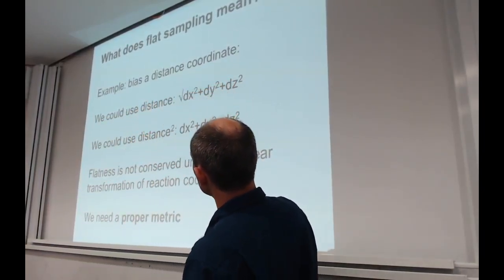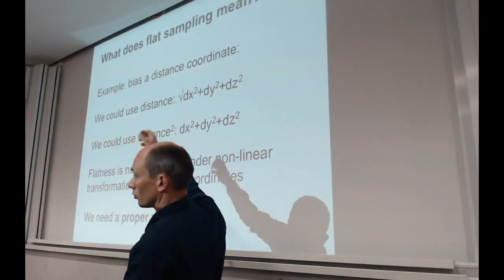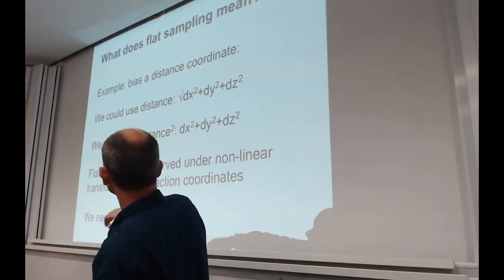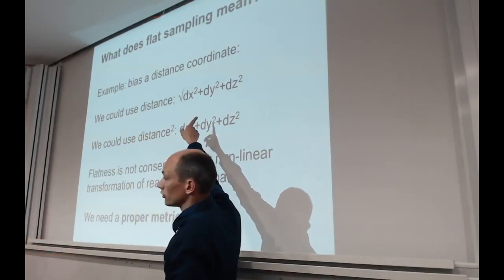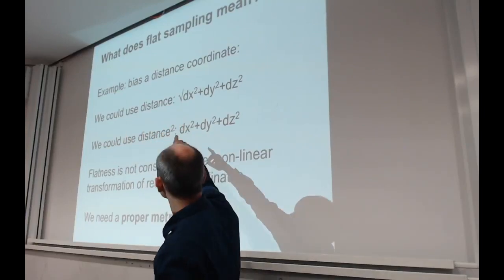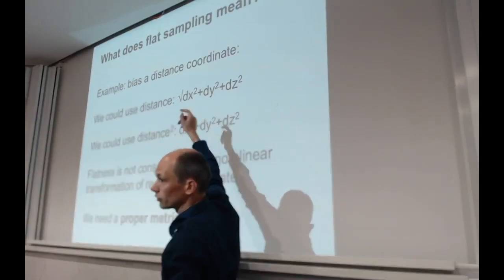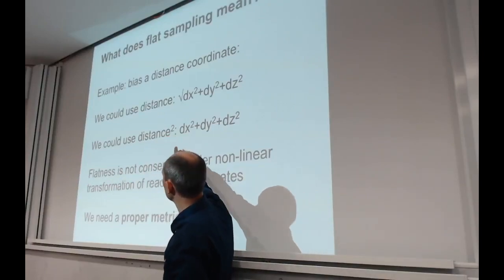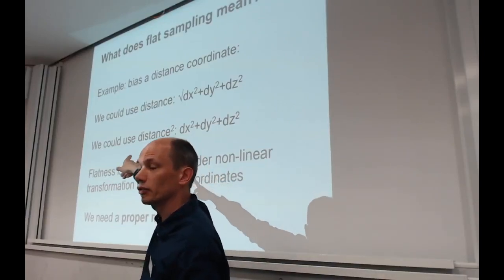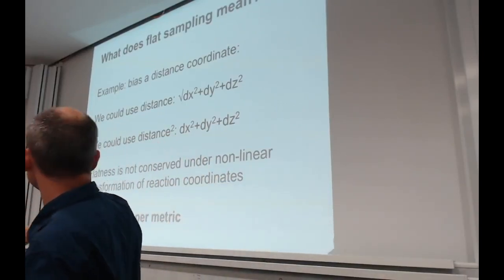So for instance, imagine you want to bias along a distance reaction coordinate. Then I can say, I use the distance as my reaction coordinate. So that's the square root of dx, dy, dz squared. But I could also say I use the distance squared as my reaction coordinate. Equally valid, it's the same reaction coordinate, it's just a nonlinear transformation.